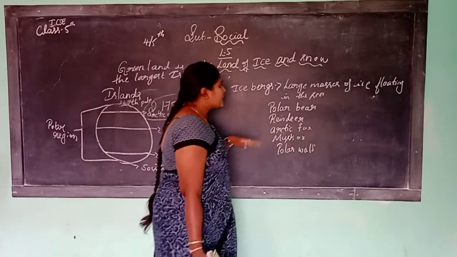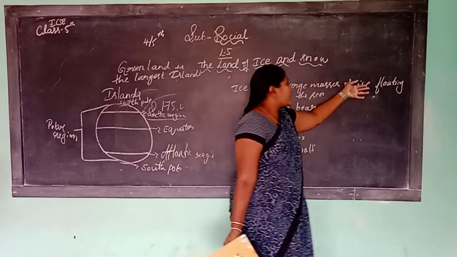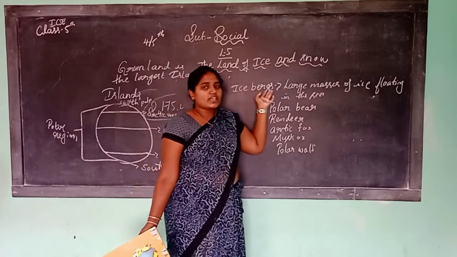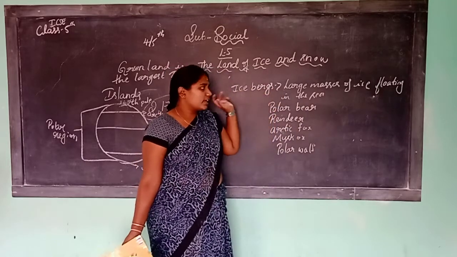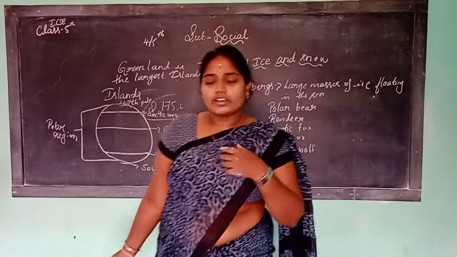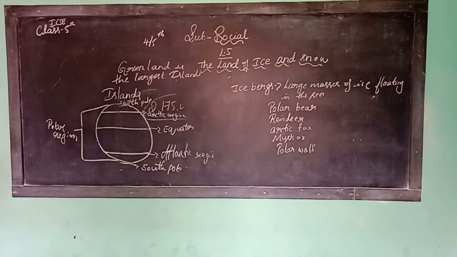What are icebergs? Large masses of ice floating in the sea are known as icebergs. Is there any vegetation in Greenland? No. Why is there no vegetation? Because the area is covered by ice.